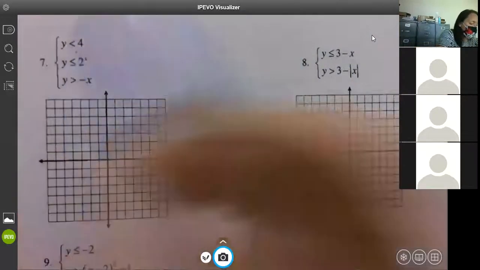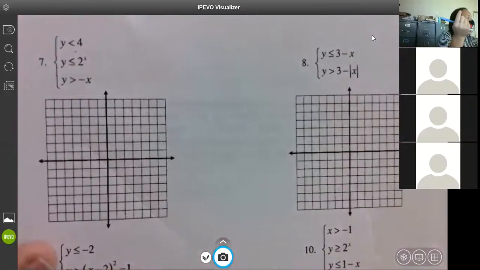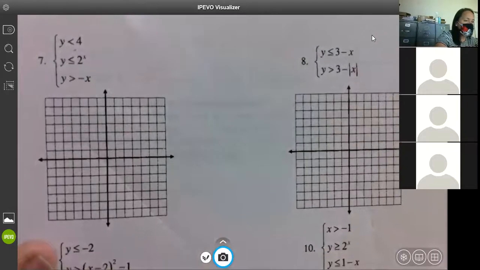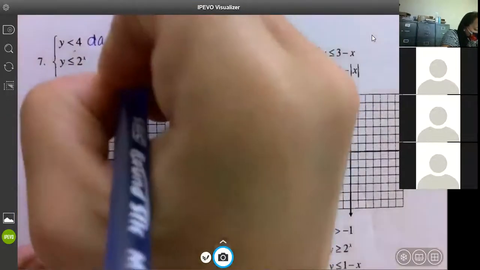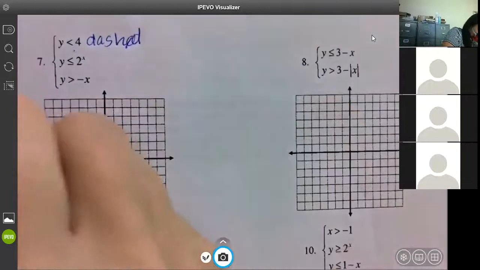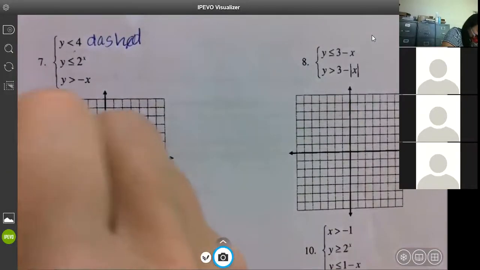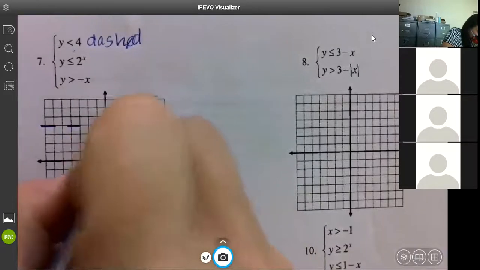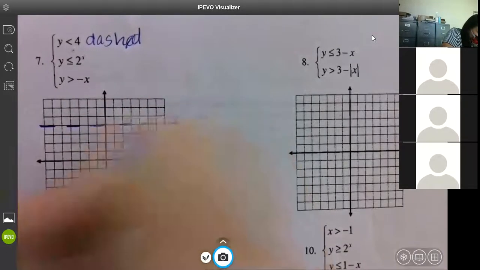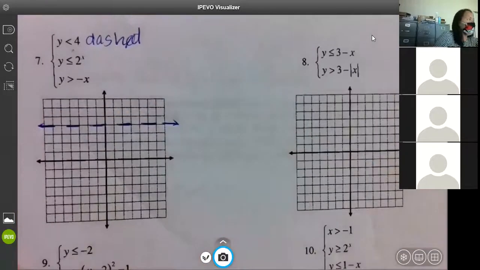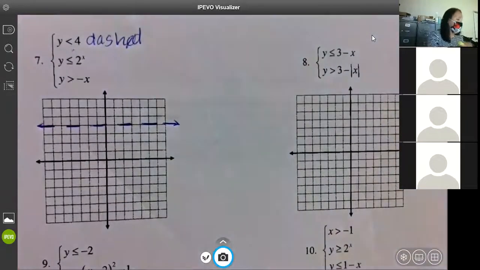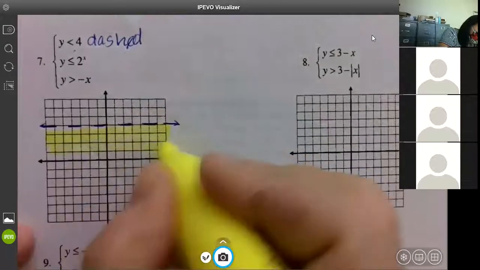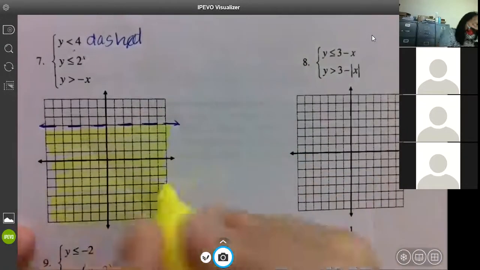How do I graph y is less than 4? First of all, we know it's going to be what kind of line? Horizontal. Is it going to be solid or dashed? Dashed. Good. So dashed at 4. I'll try to make it big for you so you can see it. And it says less than, so where do you think I would go? Below. So what I'm going to do is use all my highlighters this time, so that it's not blending in too much. You'll see different colors. All right, so that's your first one.